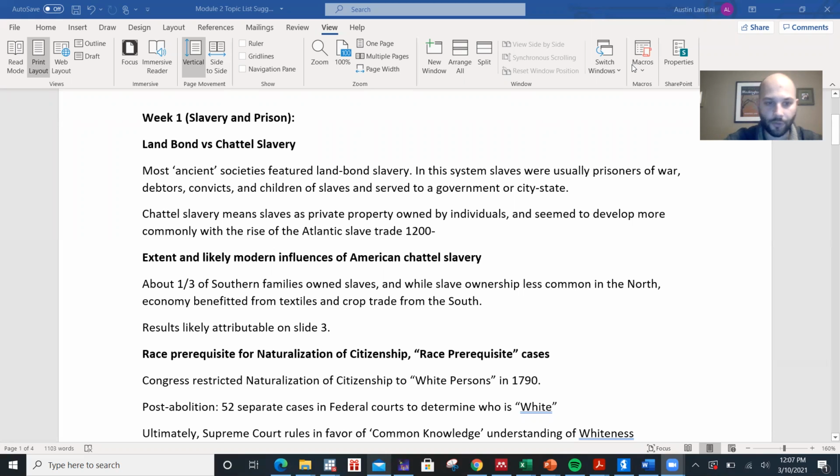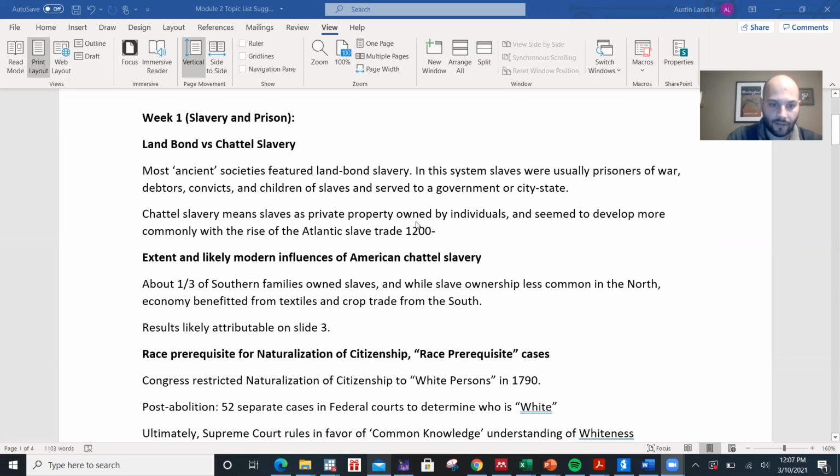Chattel slavery seems to have evolved more commonly about the year 1200 forward with the Atlantic slave trade. What that means is that you have slaves who are owned by individuals as private property. So, not to say that one or the other did or did not exist at particular times, but we think about chattel slavery as being more commonly associated with American slavery or the Western European slave trade, the Atlantic slave trade, and land bond slavery as being kind of a more ancient notion.